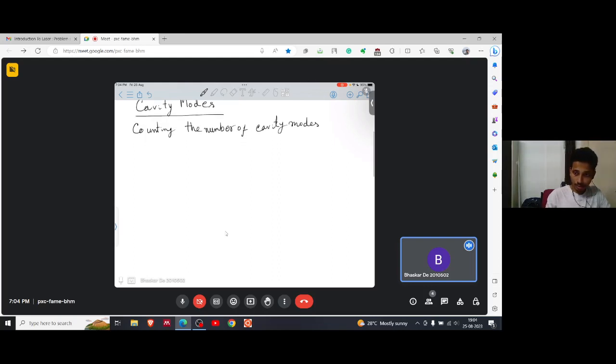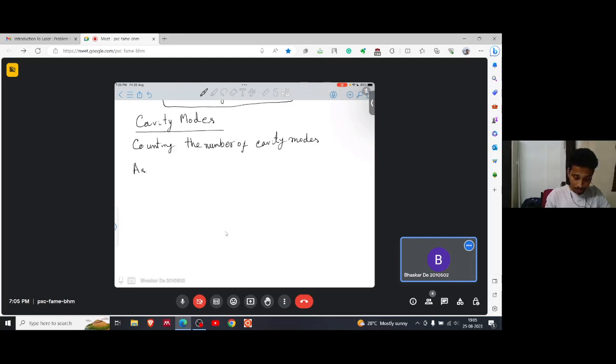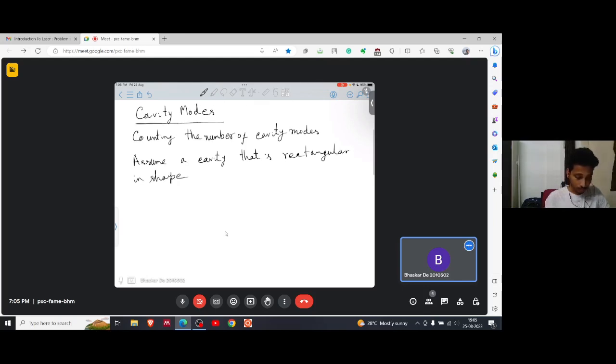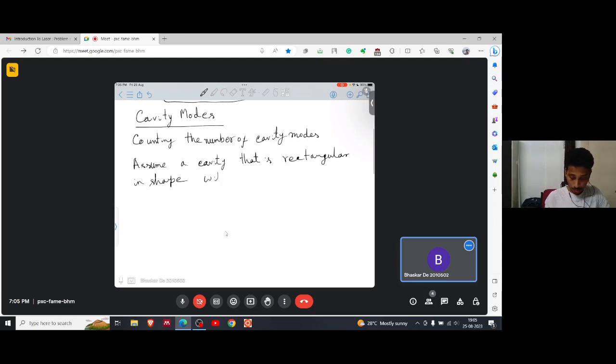So start with assuming a cavity that is rectangular in shape, with dimensions Lx, Ly and Lz.